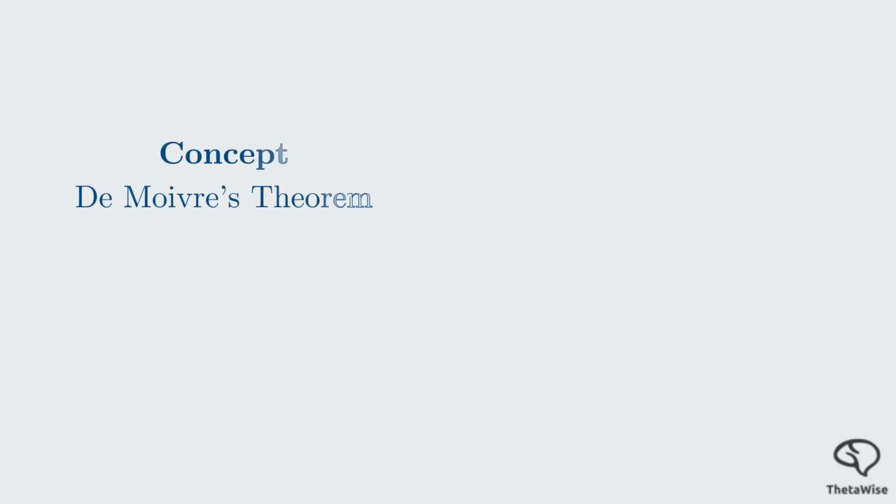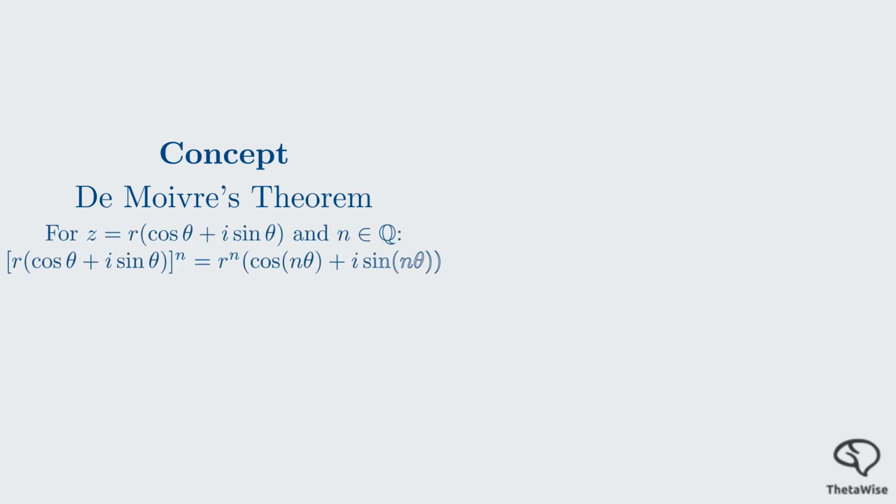Next, we move to de Moivre's theorem, one of the most powerful tools in complex algebra. It states that to raise a complex number to a power, you raise the magnitude to that power and multiply the argument by that power. In Euler's form, this is even more intuitive. It follows the standard laws of exponents. This theorem is essential for simplifying high-power calculations and finding roots.